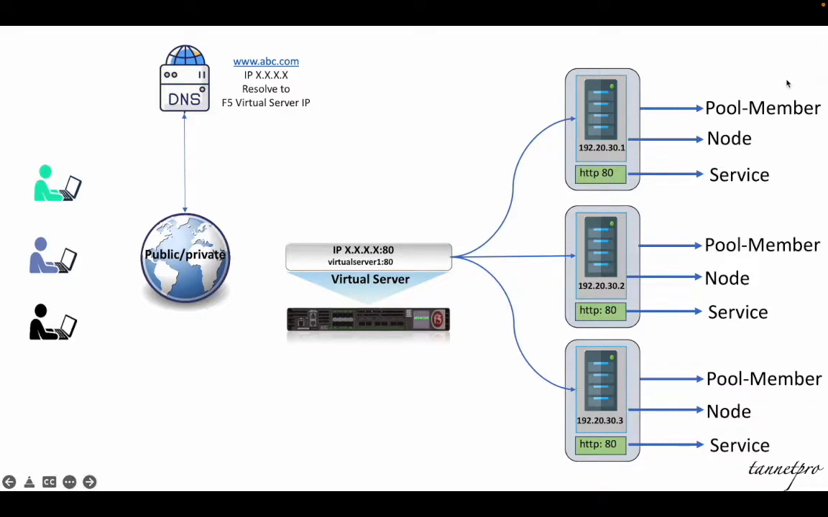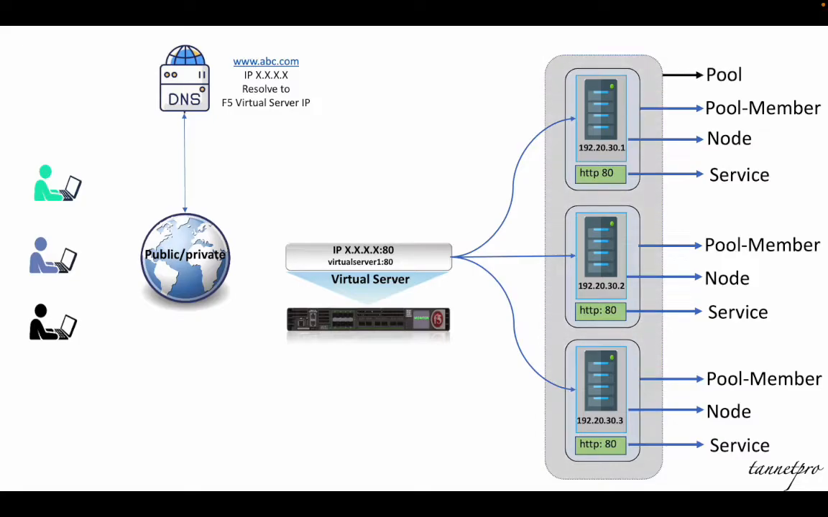Now, as I said, the pool member should be a member of something, so you have to create a pool. A pool is nothing but a collection of multiple pool members. Here I have given an example of three pool members, which belong to multiple nodes and other services. Here I have given the example of HTTP, but it could run HTTPS or FTP, or any other kind of service.